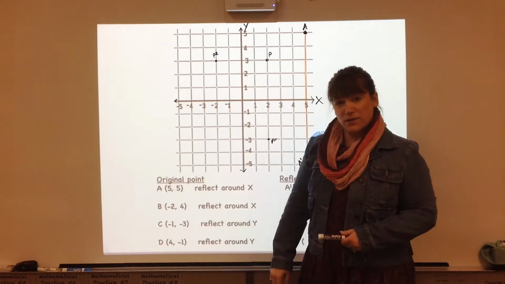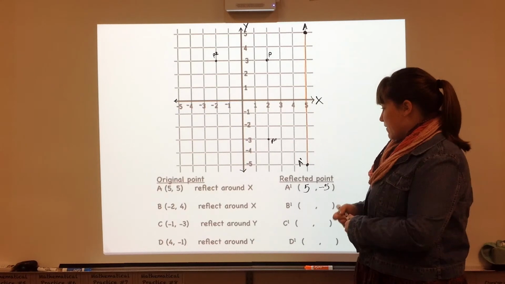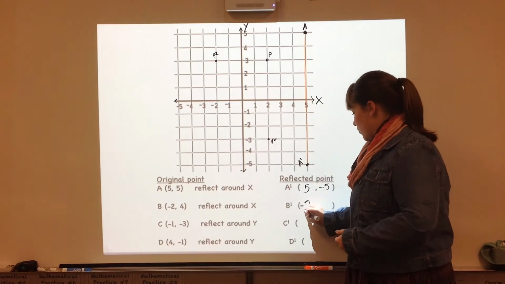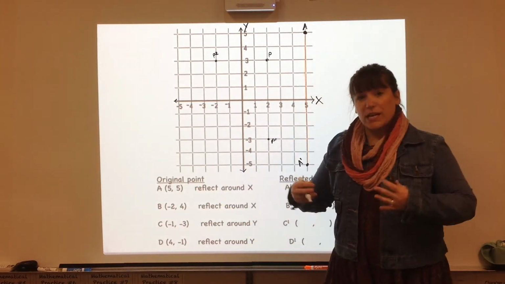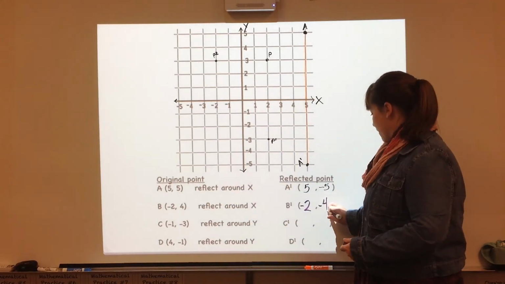We're still reflecting around the x. So the x value doesn't change. So it's going to stay -2. And the y value, we're going to take the opposite of that, which is -4.